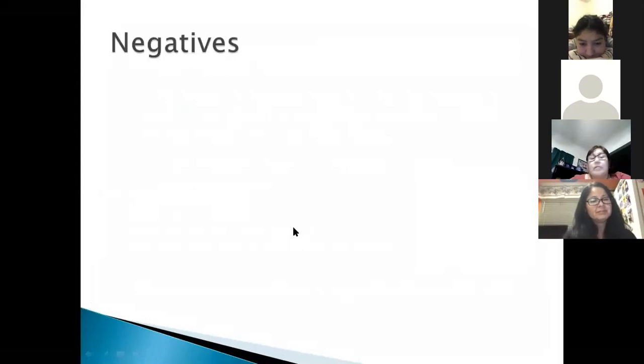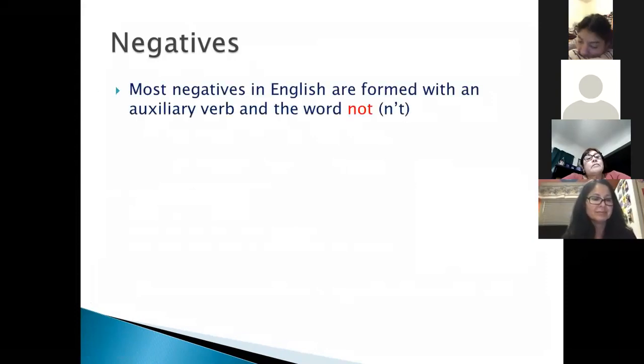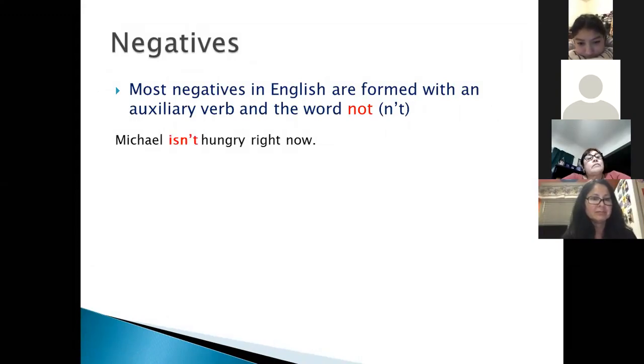Negative, a little easier because it sort of makes sense, but again, remember, this is where Spanish is not your friend, right? In Spanish, making a negative is very easy, right? You just put the word no in front of the verb and you're finished, right? In English, not so easy, right? Remember, especially with simple present and simple past. We got to use the word not, but sometimes we have to change the verb. Example, Michael isn't hungry right now.